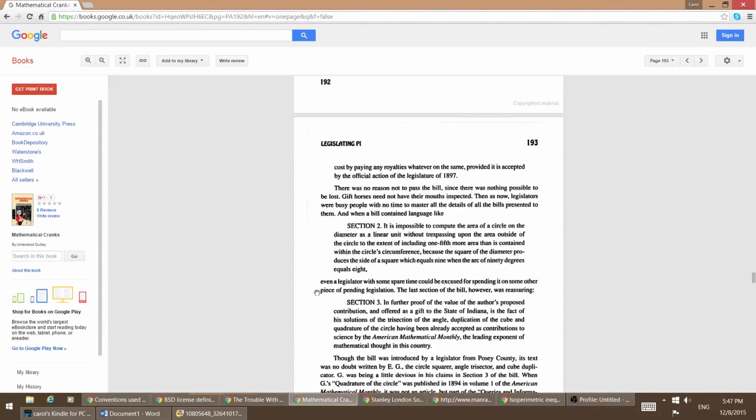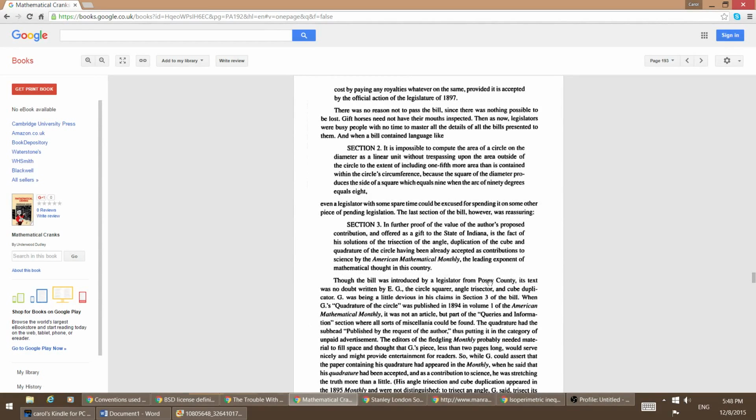The last section of the bill, however, was reassuring. "In further proof of the value of the author's proposed contribution, and offered as a gift to the state of Indiana, is the fact of the solutions of the trisection of the angle, duplication of the cube and quadrature of the circle having been already accepted as contributions to science by the American Mathematical Monthly." Though the bill was introduced by a legislator from Posey County, its text was no doubt written by E.G., the circle squarer, angle trisector, and cube duplicator.